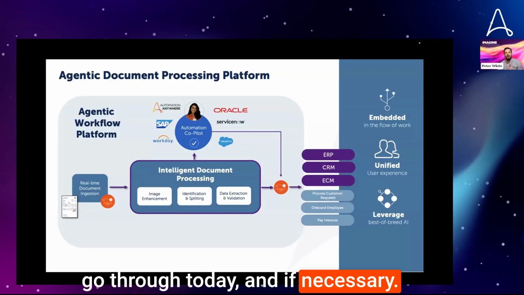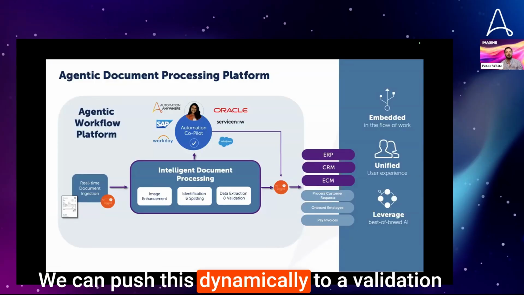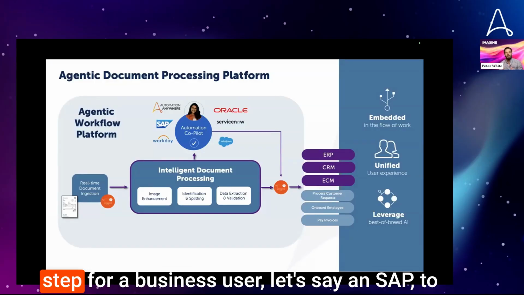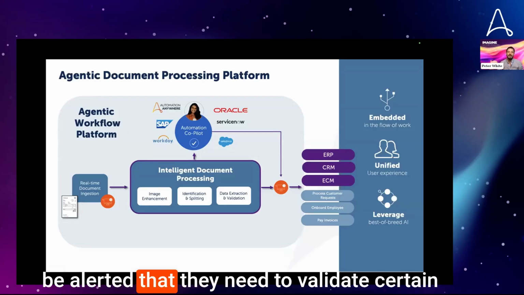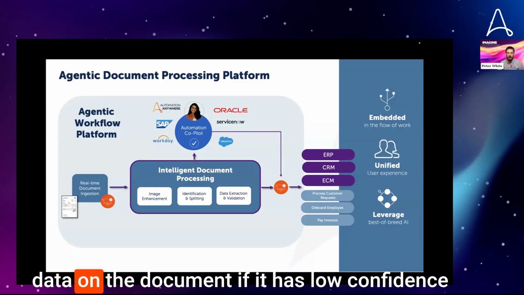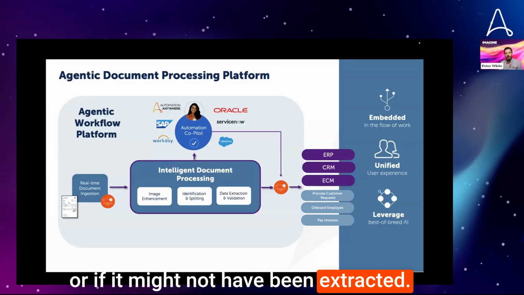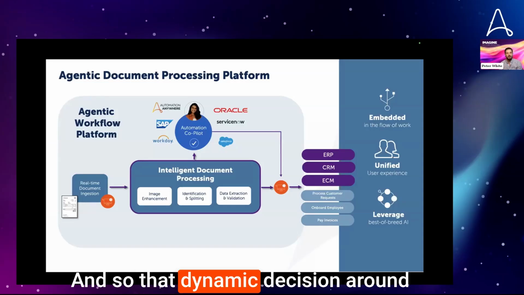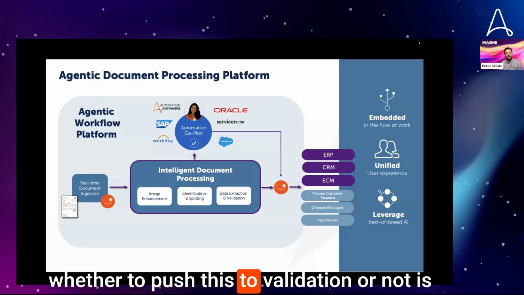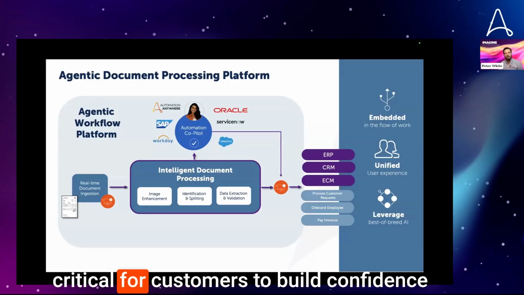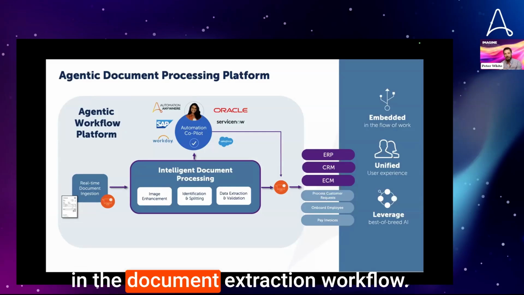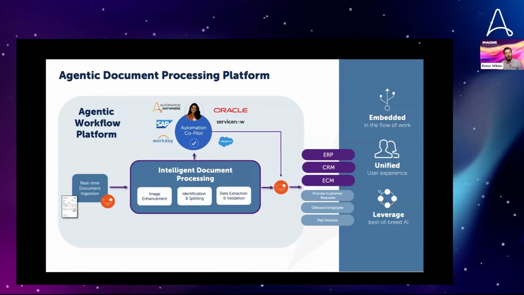And if necessary, we can push this dynamically to a validation step for a business user, let's say in SAP, to be alerted that they need to validate certain data on the document if it has low confidence or if it might not have been extracted. And so that dynamic decision around whether to push this to validation or not is critical for customers to build confidence in the document extraction workflow.